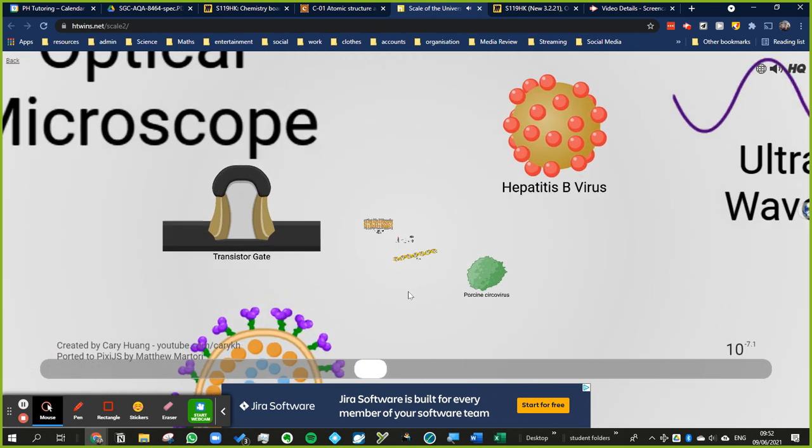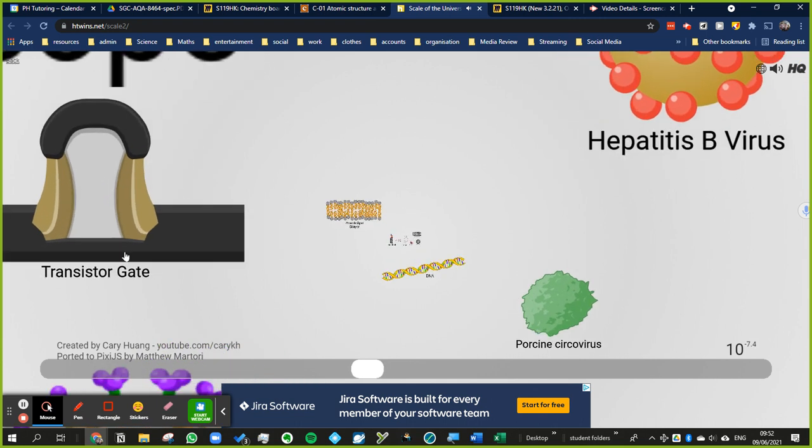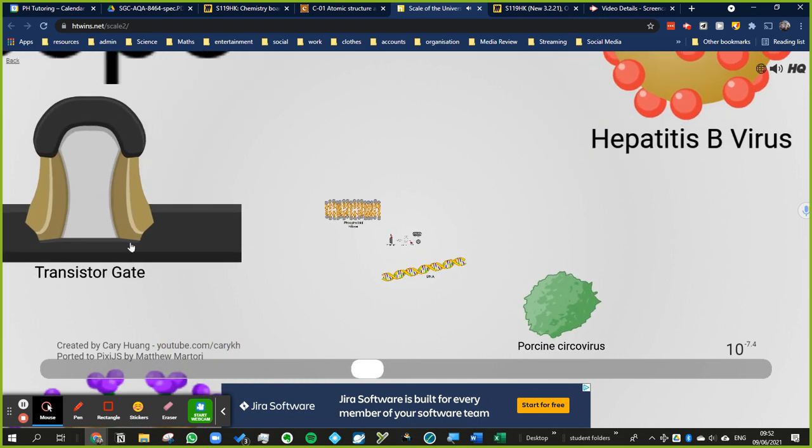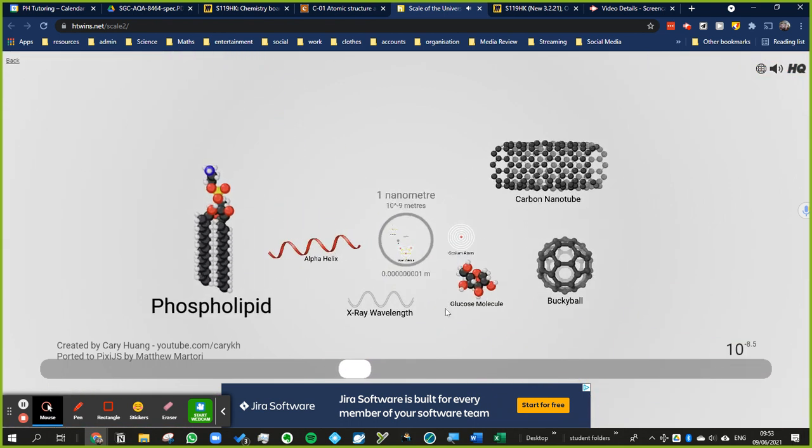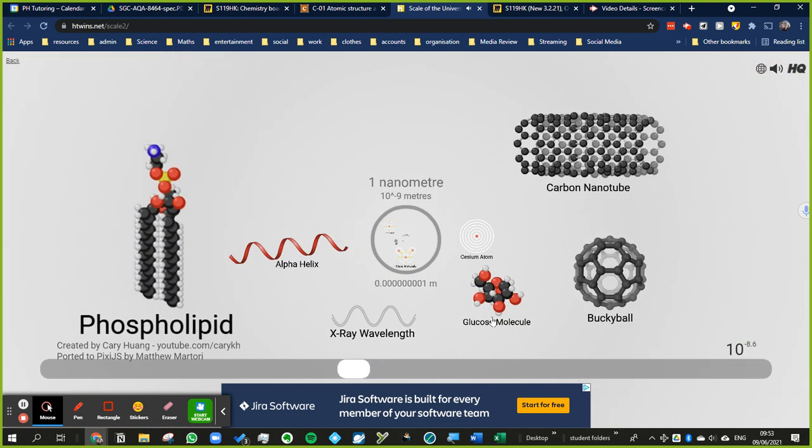Keep scrolling in even further. We've got a transistor gate. This is actually something that all microchips nowadays, in your phone and the computer we're using right now, are made out of: these transistor gates, which are very, very tiny. Let's scroll down even further. Now we've got a glucose molecule. Now we can actually see the individual atoms here.